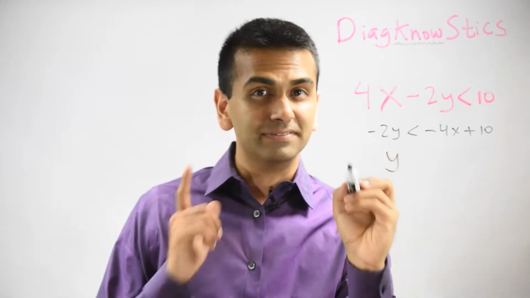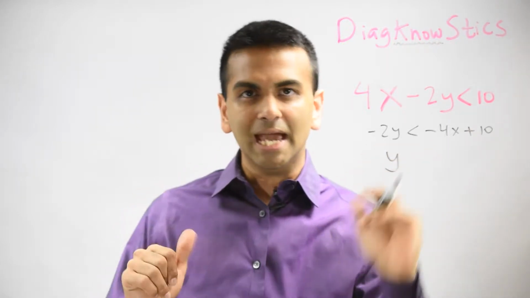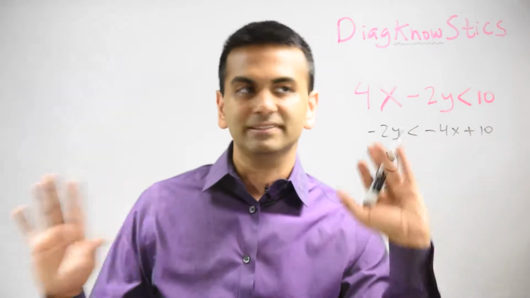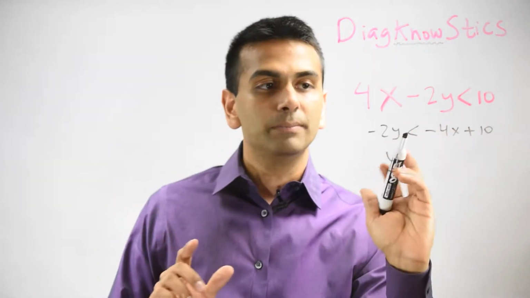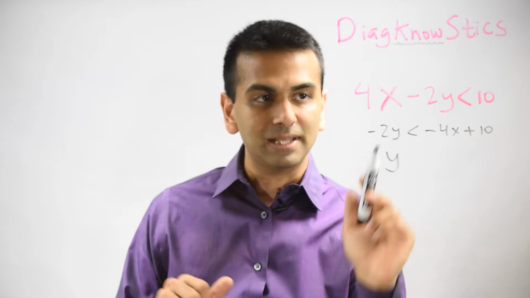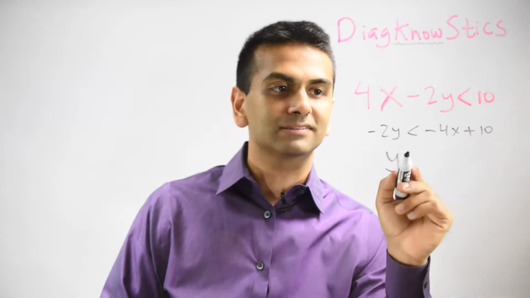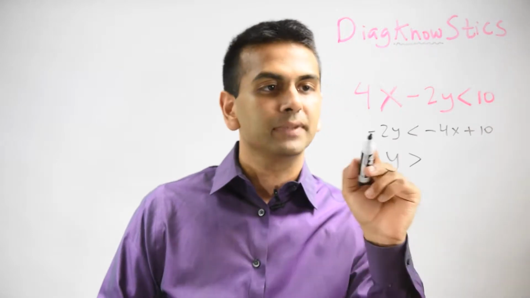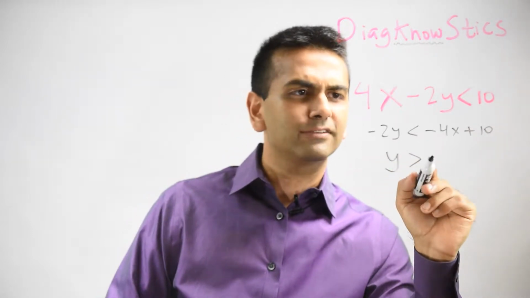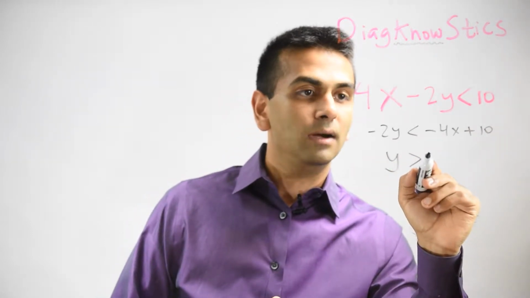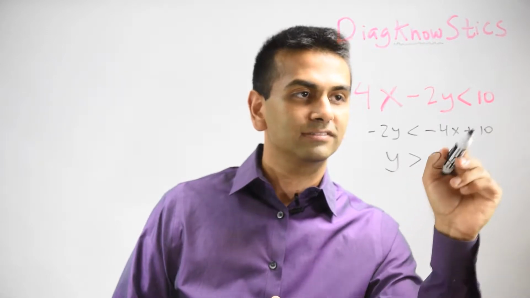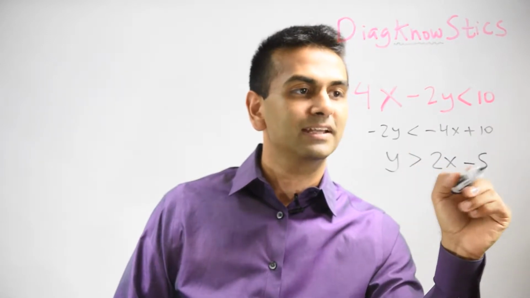So then because we divided by a negative, notice you can add or subtract, negative, positive, doesn't matter, it doesn't affect that sign. But if you divide or multiply by a negative, you flip the sign. So here, because we're going to divide by -2, this less than now becomes a greater than. And dividing by -2, this -4x would become a positive 2x, and dividing this by -2 makes it -5.